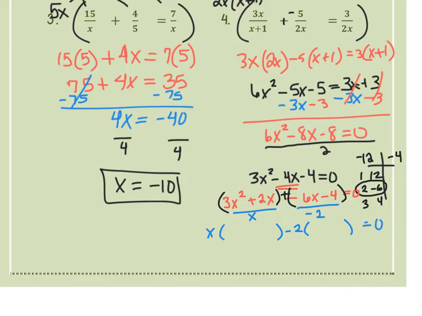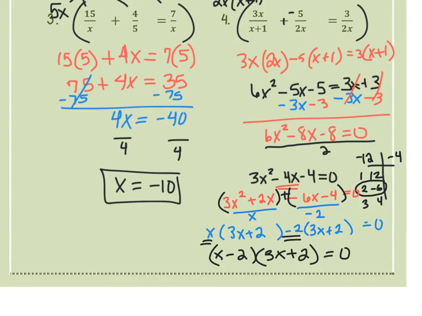When I factor out an x, I'm left with 3x plus 2. On the second one, when I factor out a negative 2, I am also left with 3x plus 2. My parentheses are the same, and if my parentheses are the same, I'm going to group the first two in parentheses. And my common binomial is my other factor. Again, this is called factor by grouping, and I had to do it this way because a was not 1.